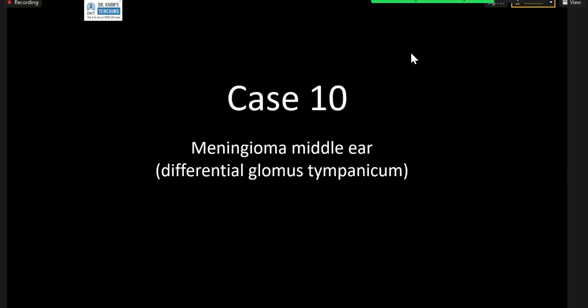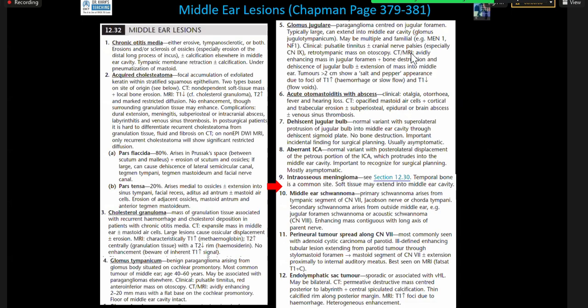This was a meningioma of the middle ear. Middle ear meningiomas are extremely rare but can happen. Usually, meningiomas will occur next to the temporal bone and go into the middle ear. This is a rare tumor which can arise. There are about, I think, 150 reported. I'm sure there must be thousands out there, but 150 have been reported, just confined to the middle ear.